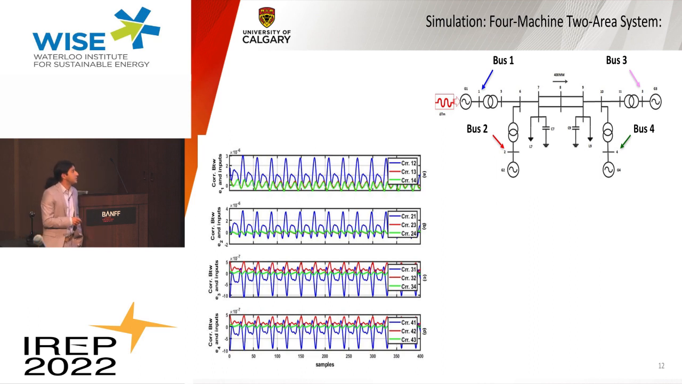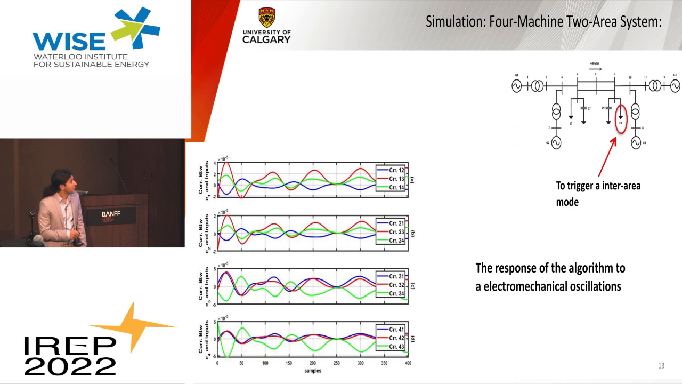One of the advantages of my algorithm is that it can distinguish between forced oscillation and electromechanical oscillation. As I said, this is a challenge in this area. To check that, again, I use the 2-area 4-machine system. I trigger the electromechanical oscillation by switching out and switching in this load.